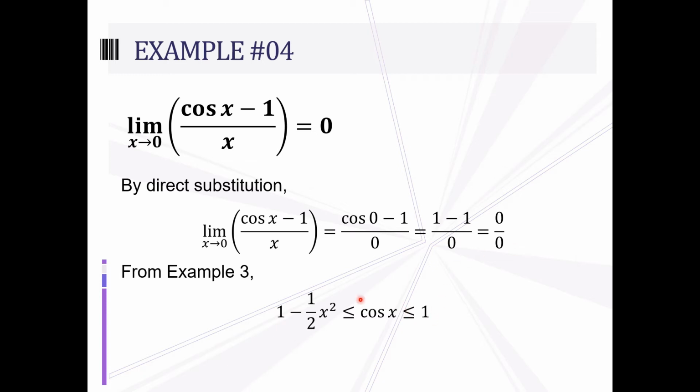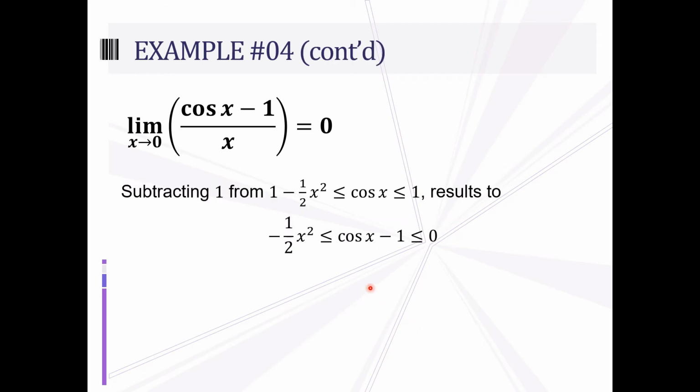Ngayon, gawa tayo ng paraan para maging kamukha niya ito. So, anong gagawin natin? Mag-minus tayo ng 1 sa lahat. Okay? So that we will have cos x minus 1 is greater than or equal to negative 1 half x squared but less than or equal to 0. Okay? Kamukha na ba niya? Hindi pa.